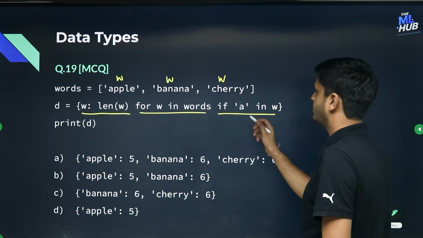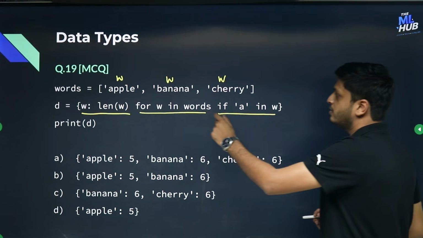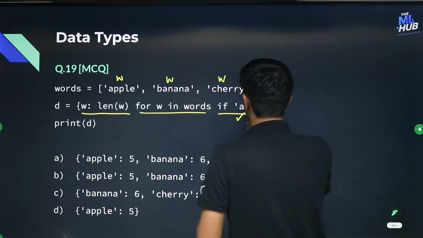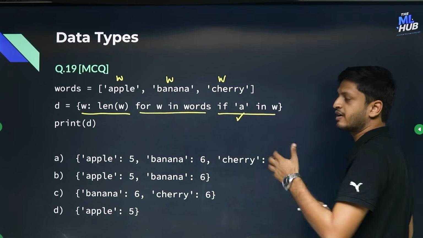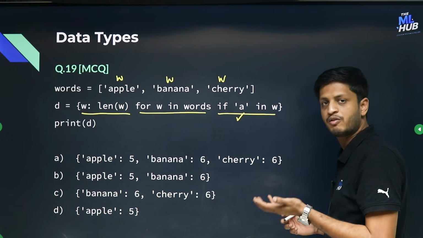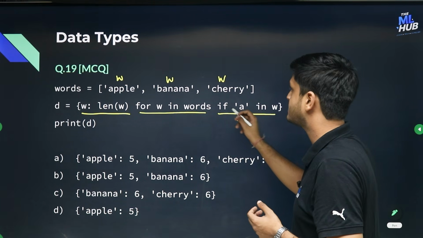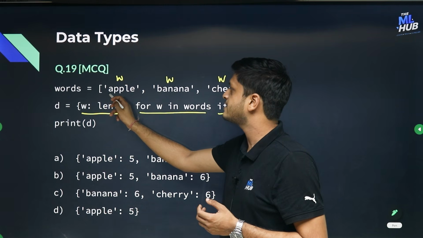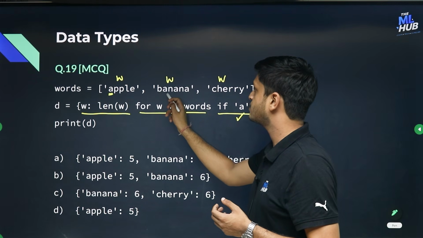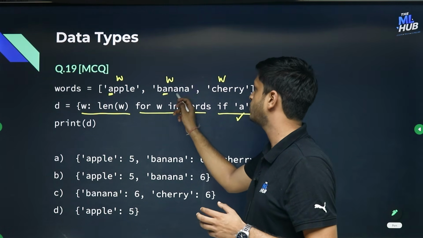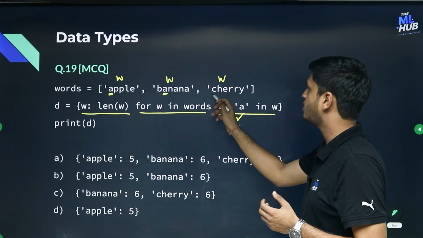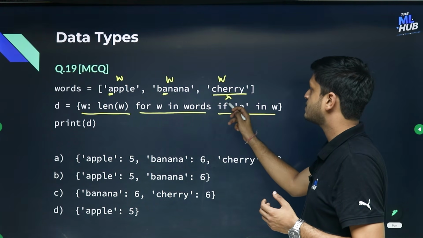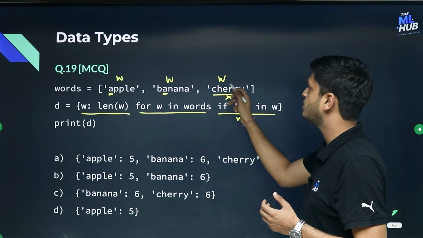If 'a' in w means what? Is the string 'a' present inside w? Is this string a substring of this string? Right? That's what the membership operator does. We have already seen it. So is 'a' inside this w? 'a' is present as a substring here. For this also 'a' is there, right? There is 'a' 2 times, 3 times here actually, but it doesn't matter. True is what we have. But 'a' is not present inside cherry. So this if condition will fail when w is cherry.